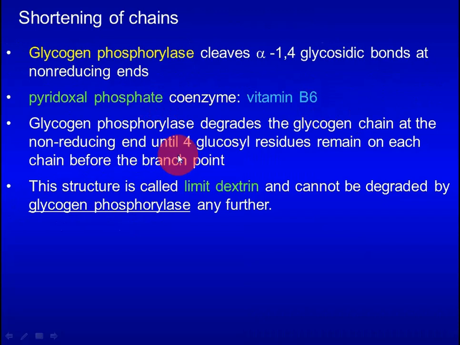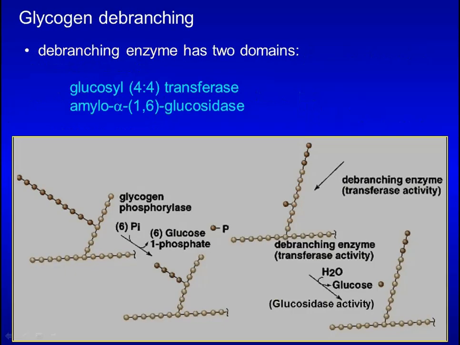This structure is called limit dextrin and needs another enzyme to remove it. That enzyme is debranching enzyme. Debranching enzyme removes 3 glucosyl residues from the limit dextrin and transfers them to the next branch, and cleaves the last 1 glucosyl residue and releases it as a free glucose.